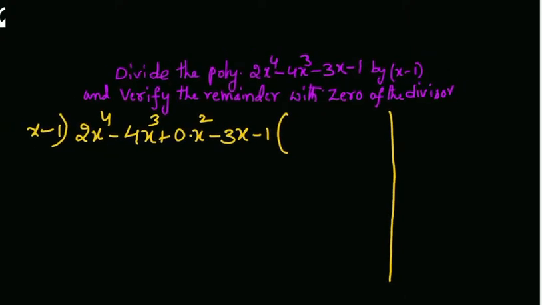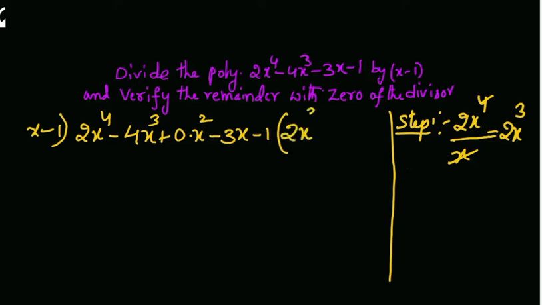Okay, so step 1. In step 1, what we have to do: the first term of the dividend, that is 2x power 4, divided by the divisor x. Then one x will get cancelled, and you will get 2x power 3. That becomes the first term of the quotient. Here you have to write 2x cube. In step 2, we have to multiply this 2x cube with the divisor x minus 1. Okay, then what will happen?